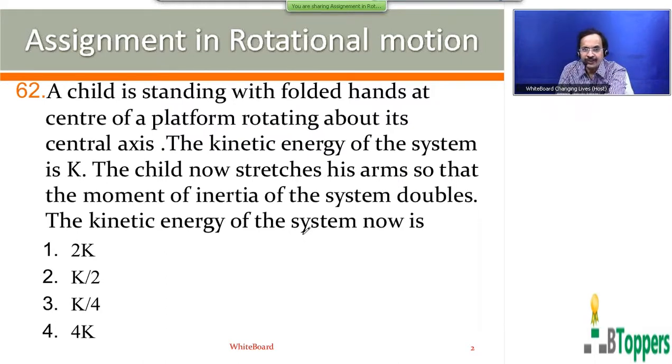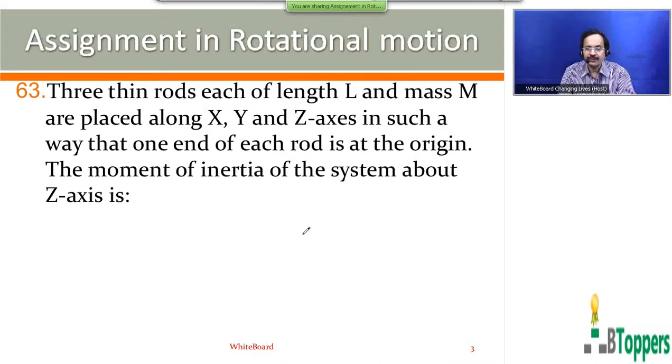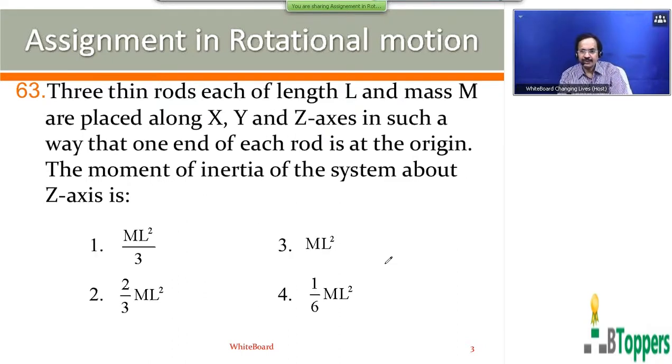So I am going to show the next question on screen. See question number 63. 3 thin rods, each of length L and mass m, are placed along x, y and z axis in such a way that one end of each rod is at the origin. The moment of inertia of the system about the z axis is. You can see the 4 options on the screen. First option mL square by 3. Second option 2mL square by 3. Third option mL square. Fourth option mL square by 6. Come on, take a pause and try to answer this question.